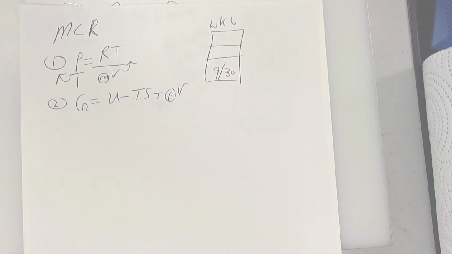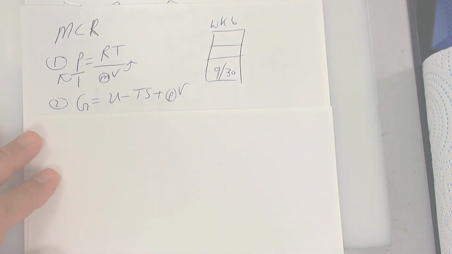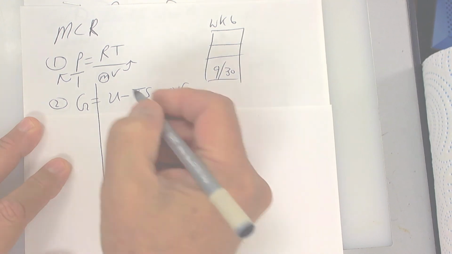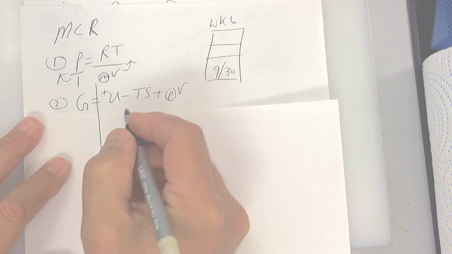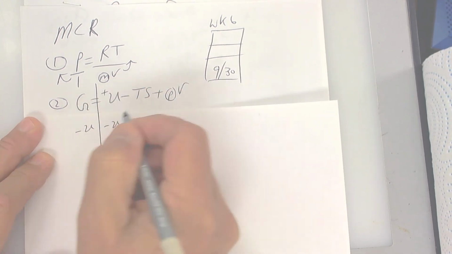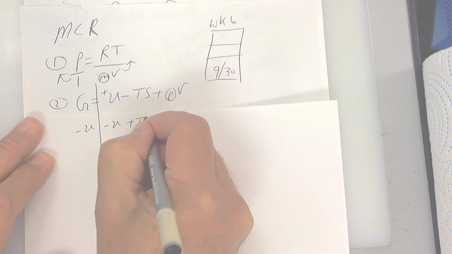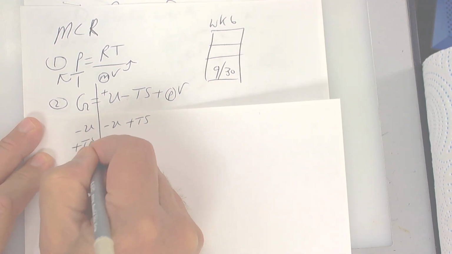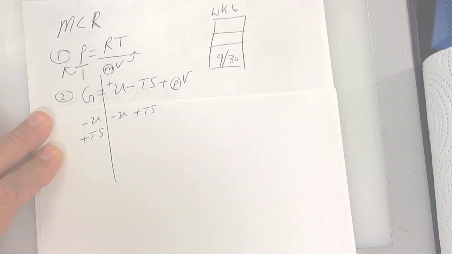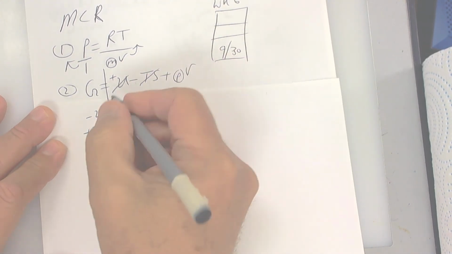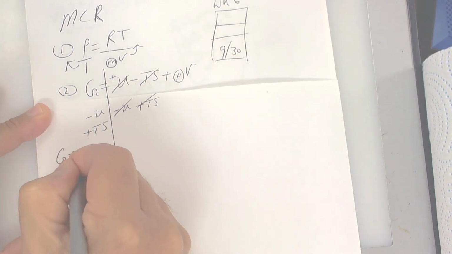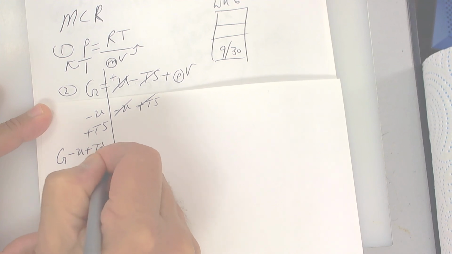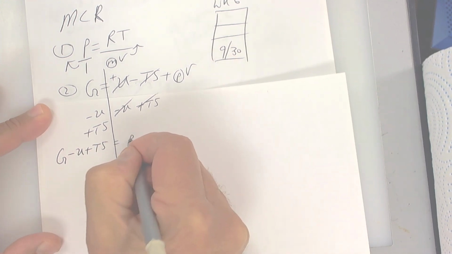Let's take a look at number 2. I think this had to deal with gears and pulleys. So what you want to do is draw your line. This is a plus. Always look in front. So you want to do a minus. This is a minus, so you want to do a plus. When you do that, this cancels. So you get G minus U plus TS equals PV.